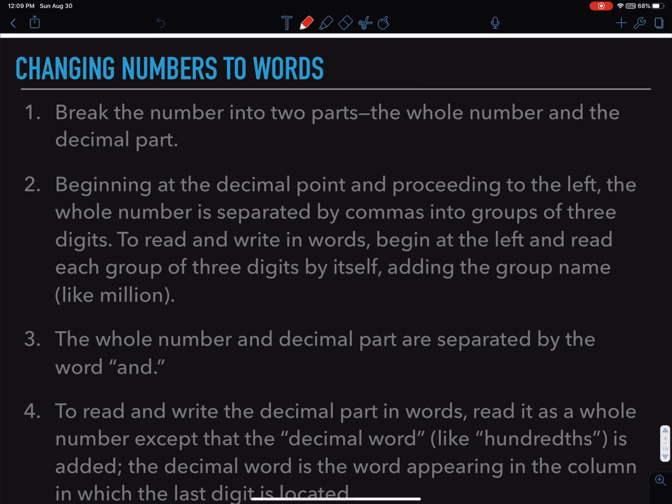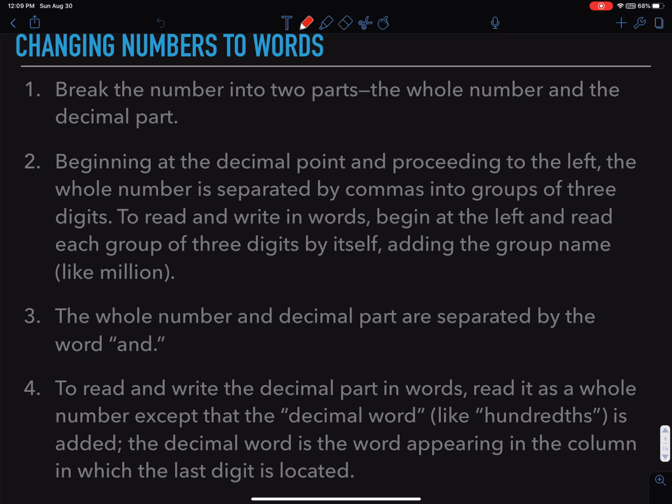Beginning at the decimal point and proceeding to the left, the whole number is separated by commas into groups of 3 digits. To read and write in words, begin at the left and read each group of 3 digits by itself, adding the group name like million. The whole number and the decimal part are separated by the word and. To read and write the decimal part in words, read as a whole number except that the decimal word, like hundredths, is added. The decimal word is the word appearing in the column in which the last digit is located.